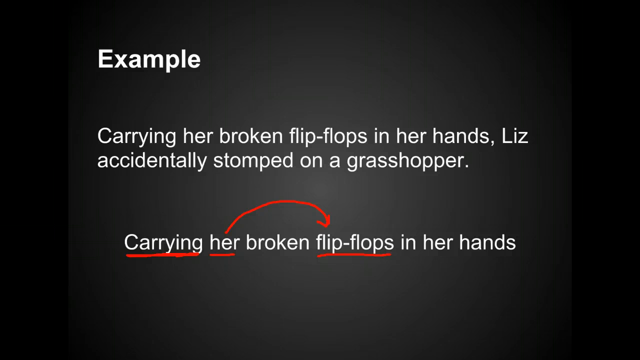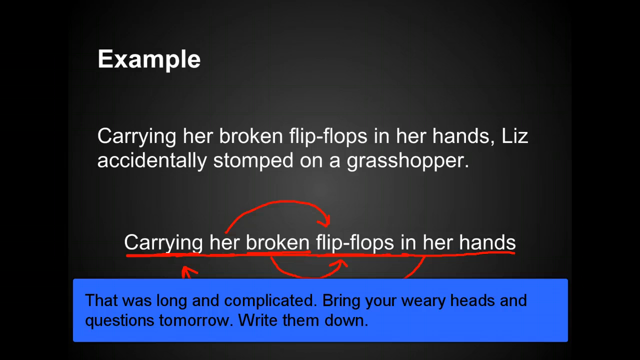Broken is a modifier. It describes the word flip-flops. Broken, we saw before, is actually a participle, but that's okay because participles act like adjectives, and adjectives are modifiers. So we need to include the word broken. In her hands is a prepositional phrase, but we learned before that prepositional phrases act like adjectives and adverbs, and both adjectives and adverbs are modifiers. In this case, in her hands is telling us where she is carrying stuff, so it's an adverb phrase. So we can see that everything here is either an object or a modifier. So we need, in our entire participle phrase, the entire thing. See how that works? I hope so.